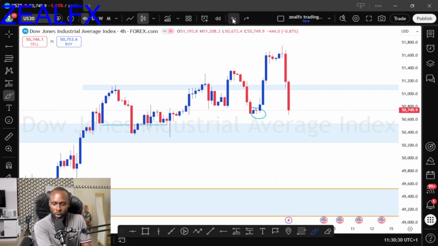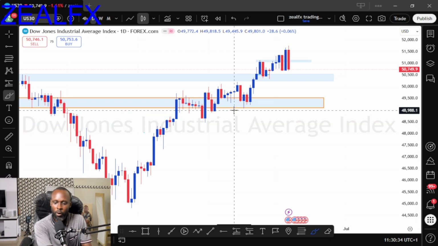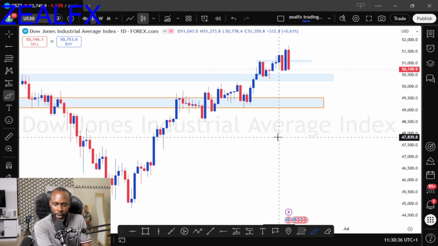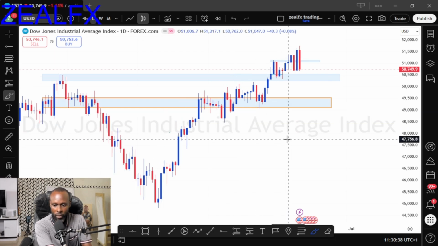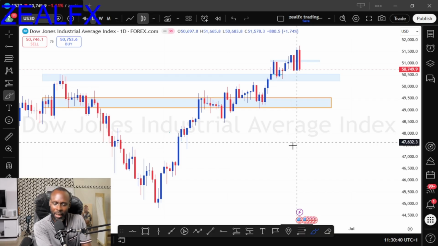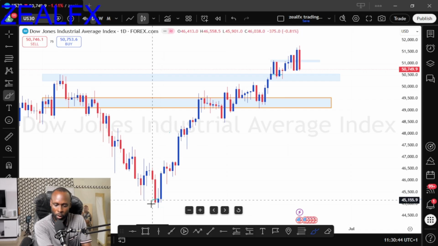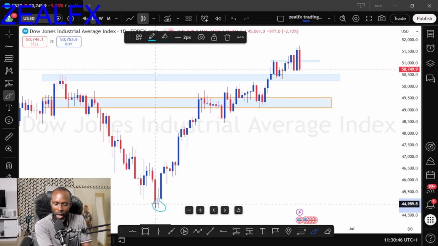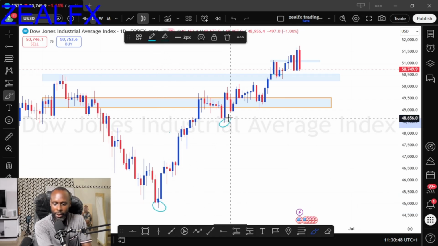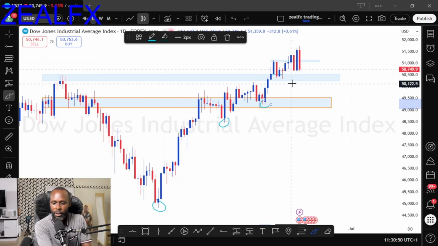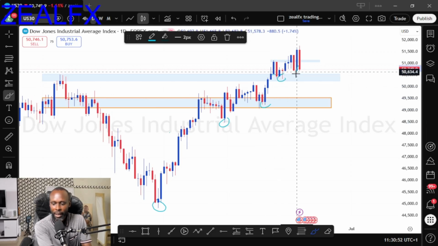So let's go to the daily time frame to get more insight into the trend of the US30. On the daily time frame, you can clearly see that the US30 still has a clear structure, a clear picture of more buys. You can see we have this lower low, then a series of higher lows. This series of higher lows indicates a clear structure for more buys for US30.